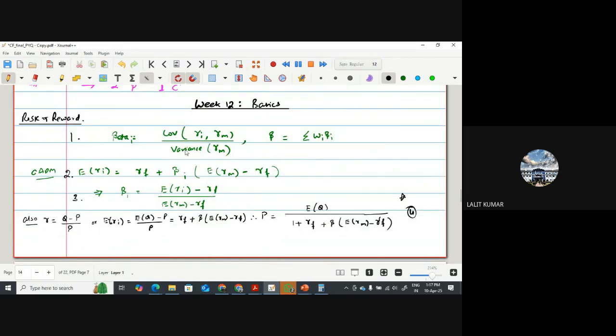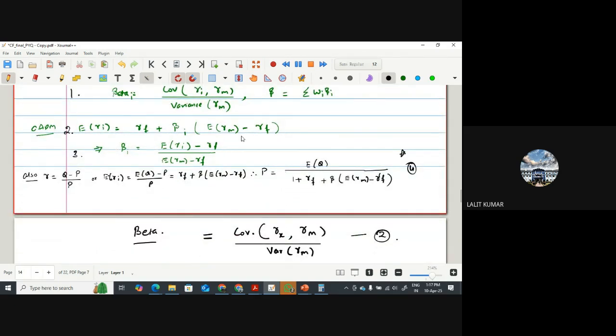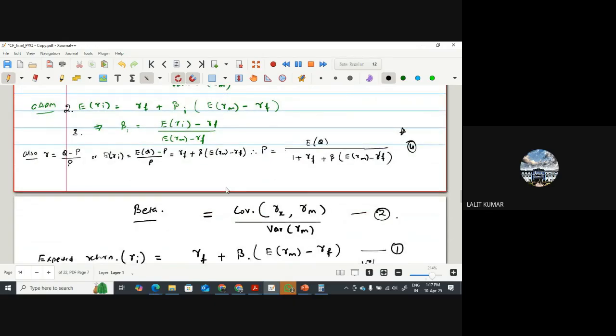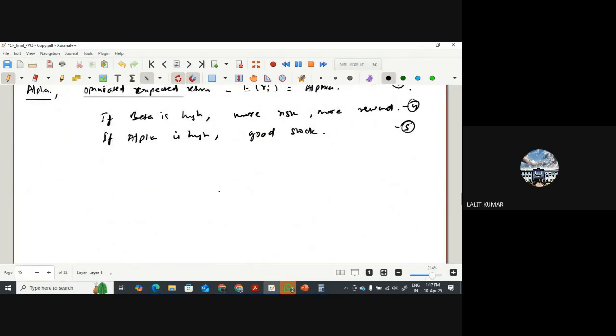So these formulas I have covered. So beta I have covered, ERI you have covered. Now from this formula ERI, if you calculate beta, it will become (ERI minus RF) divided by (ERM minus RF). CAPM. And again from then the price of the stock. So for the price of the stock, we equate these two terms. So we know from earlier that R is equal to (Q minus P) by P. And we say ERI is also equal to RF plus beta into (expected RM minus RF).